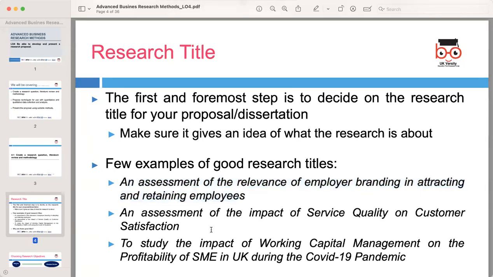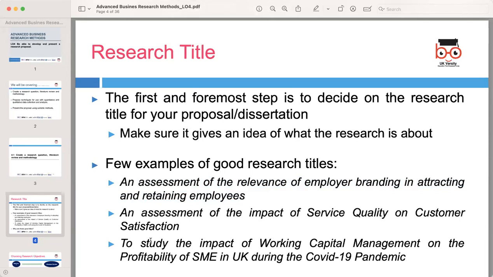Another title is assessment of the impact of service quality on customer satisfaction. So this title immediately tells us that the study will focus on examining how service quality influences customer satisfaction. It is concise and straightforward, making it a strong research title.